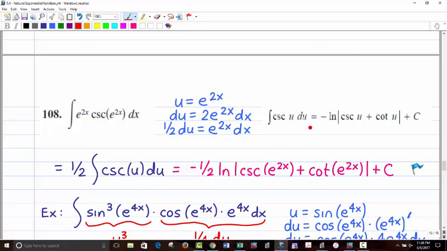This comes from the formula sheet that we've learned in the natural log section on integration. The antiderivative of cosecant is negative natural log of cosecant plus cotangent. So it'll be the negative 1/2. Well, 1/2 was here, but the negative comes from here. And then natural log of cosecant of the u, which is e to the 2x, plus cotangent of e to the 2x, absolute value of all that, plus c. So there you go. Once you pick the right u, it's not too bad.